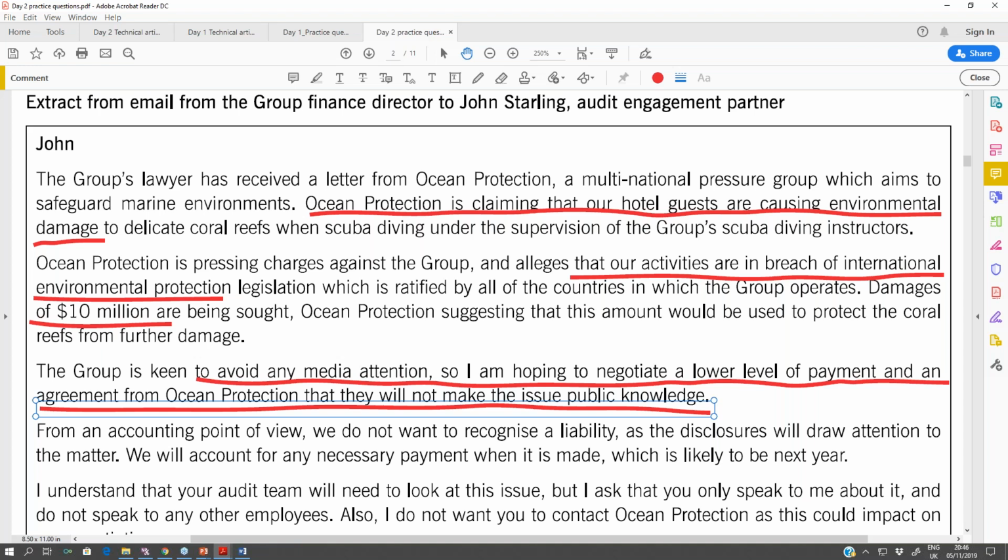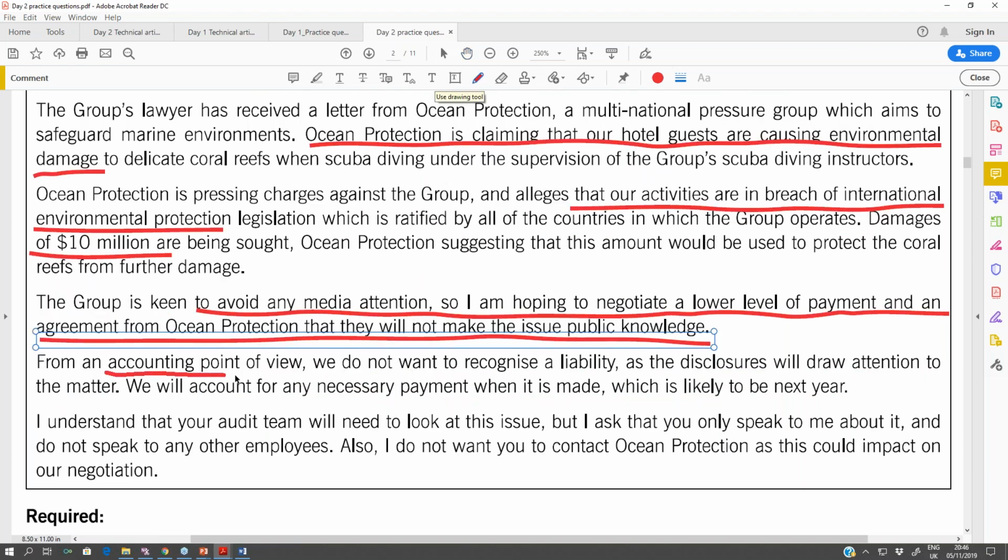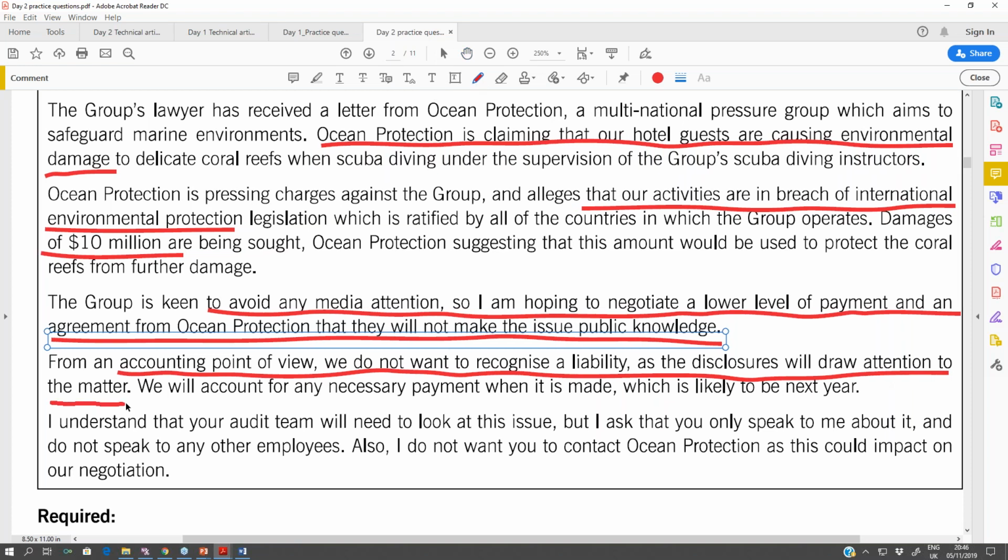From an accounting point of view, we don't want to recognize a liability as the disclosures will draw attention to the matter. See, that's another strange matter. They don't want to recognize a liability because they think that will bring things to the public. So we will account for any necessary payment when it is made, which is likely to be next year. That's technically wrong. There is $10 million sought, which we should be recognizing as a provision, and the provision should be adjusted in the financial statements for this year. So there are strange comments coming from the director.